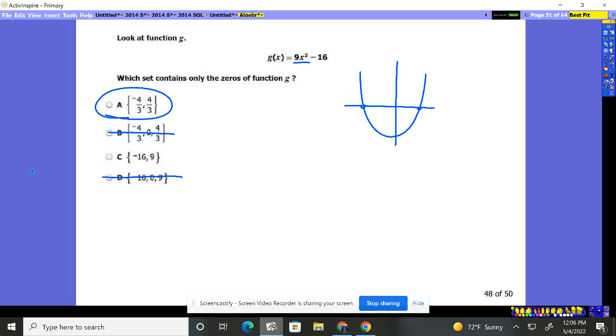The only thing that's different is they write it in function notation. It's the same as saying y equals 9x squared minus 16. So we know we should go to Desmos and graph that.